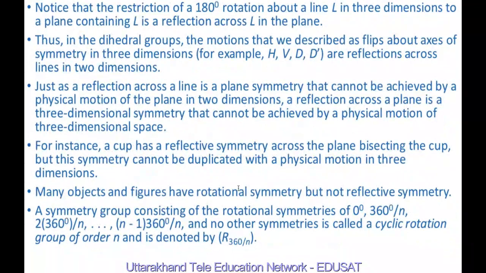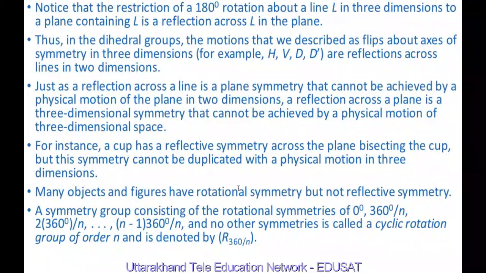Notice that the restriction of a 180-degree rotation about a line L in 3 dimensions to a plane containing L is a reflection across L in the plane. Thus, in the dihedral group, the motions that we described as flips about the axis of symmetry in 3 dimensions, for example H, V, D and D dash, are reflections across lines in 2 dimensions. Just as a reflection across a line is a plane symmetry that cannot be achieved by a physical motion of the plane in 2 dimensions, a reflection across a plane is a 3-dimensional symmetry that cannot be achieved by a physical motion of 3-dimensional space.